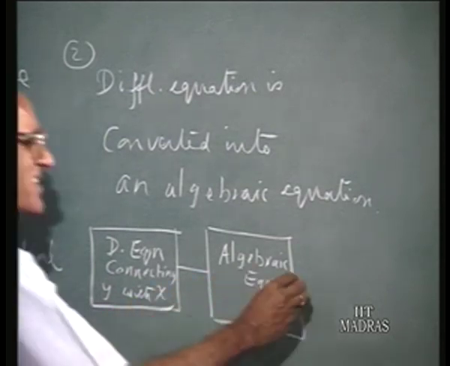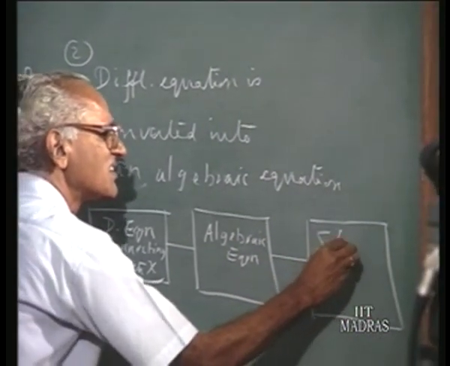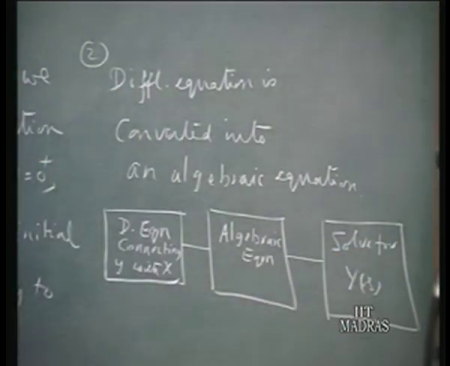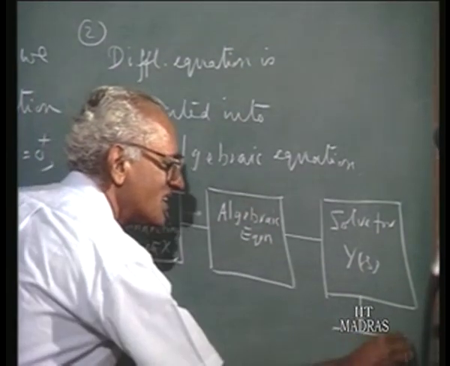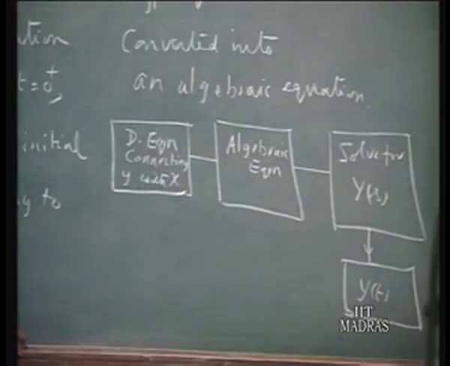From the algebraic equation, you solve for the Laplace transform of the output quantity Y of s. In this case, the current is the output quantity, so we have solved for I of s. So we solve for Y of s. And once you have got that, you find the inverse Laplace transform and then get y of t. So these are the four steps that are involved.